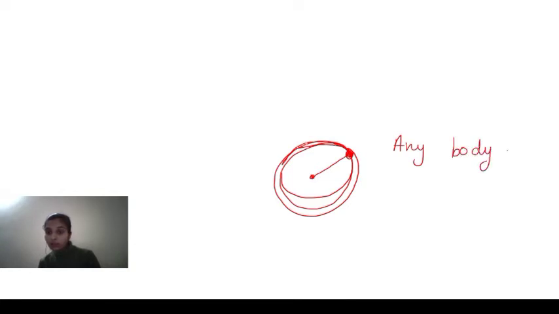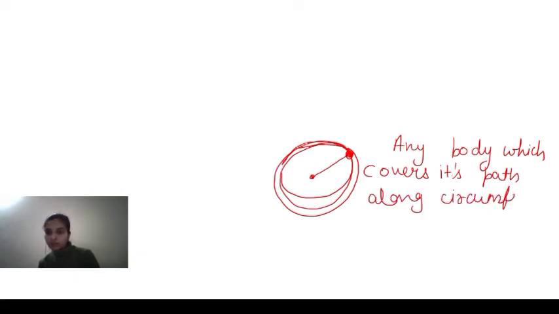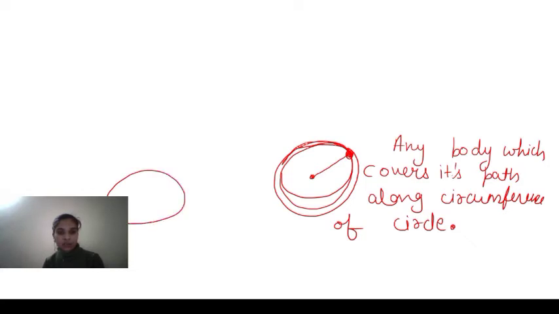So the final definition of circular motion will be: any body which covers its path along the circumference of a circle. This is the way to understand circular motion, but the exact example I can tell you is the motion of the earth around the sun. It is not exactly circular actually, it is an elliptical path, but here we are understanding circular motion. So we can say that the earth is moving in a circular path around the sun. This is the most common example of circular motion.